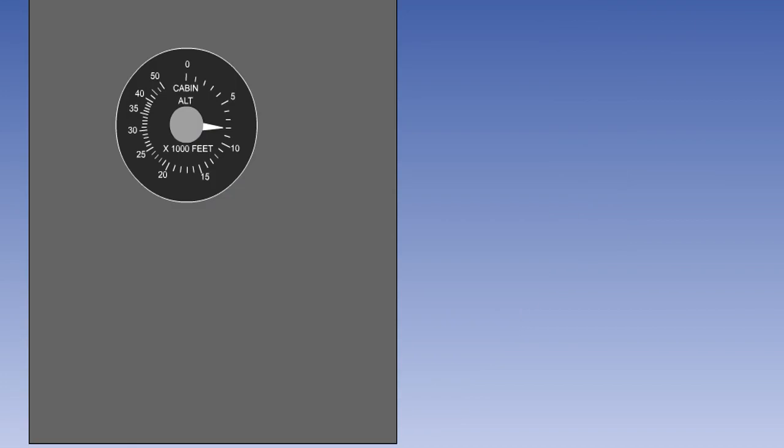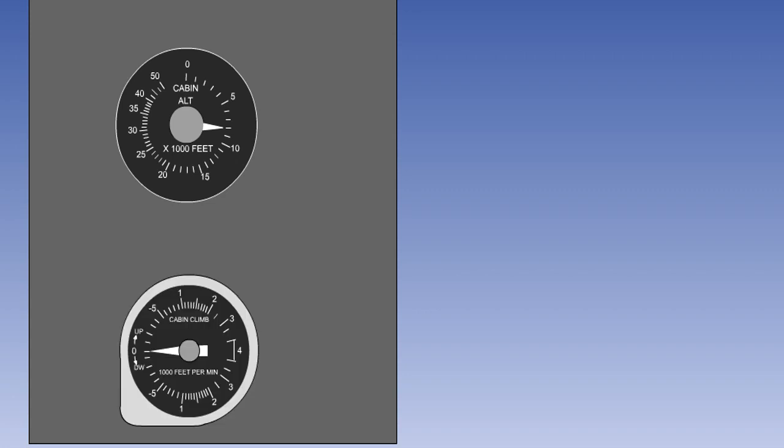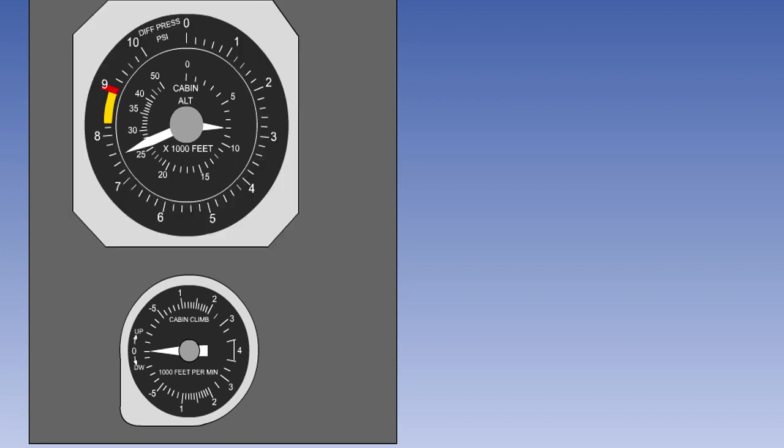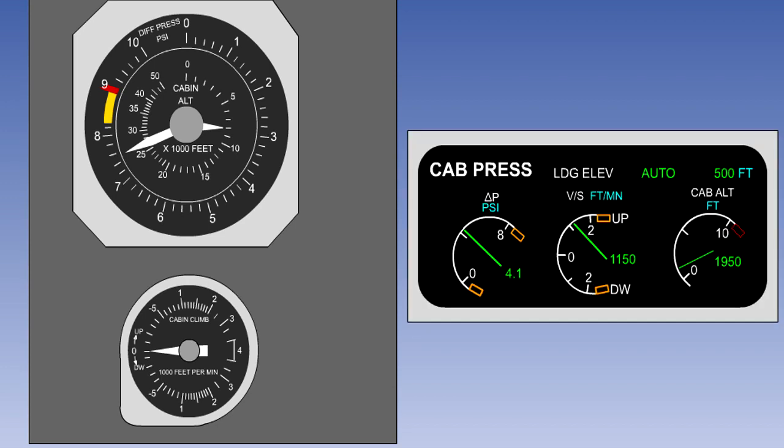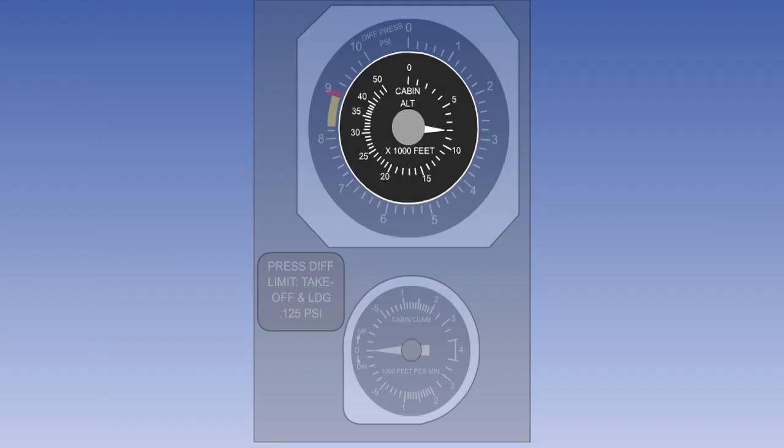The minimum indications required for a pressurization system are cabin altitude, cabin vertical speed, and cabin differential pressure. This information can either be presented on direct reading gauges or electronically on an LCD screen. The cabin altimeter measures cabin pressure, but it is expressed on the gauge in terms of the equivalent pressure altitude of the cabin.